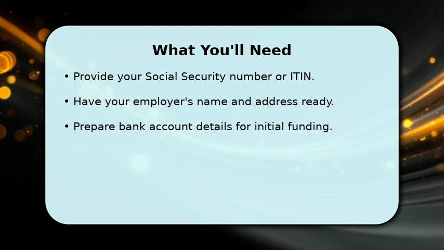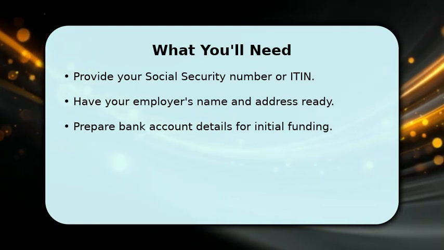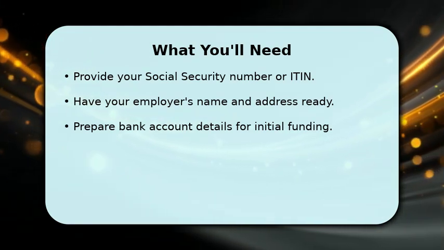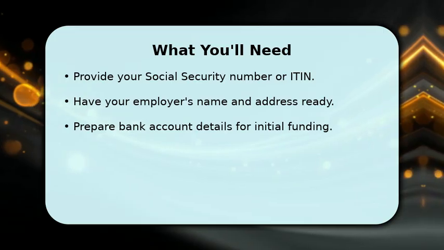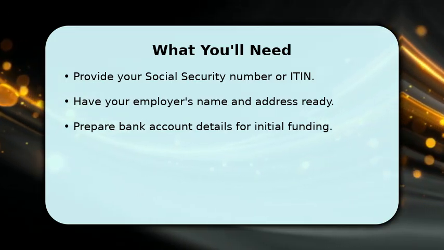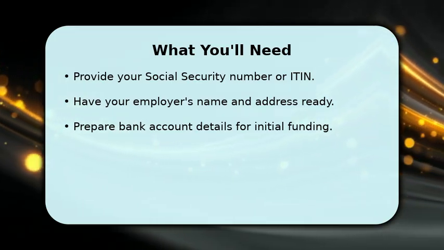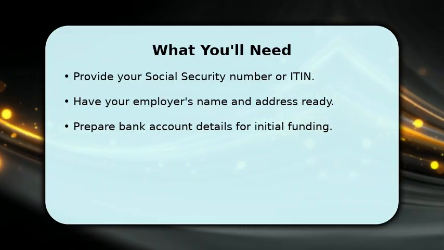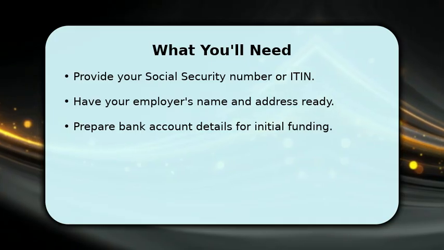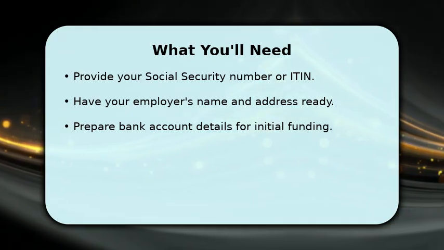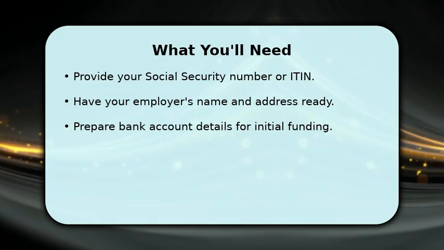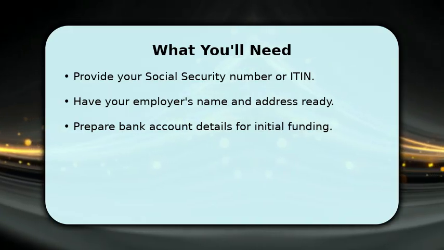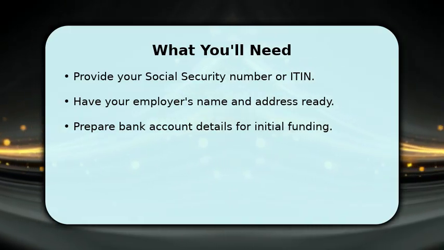To ensure a smooth application, you'll need a few key pieces of information. This includes your social security number or individual taxpayer identification number. You'll also need your current employer's name and address. Finally, have your bank account and routing numbers handy if you plan to fund your new Schwab account electronically right away. This helps verify your identity and comply with regulations.